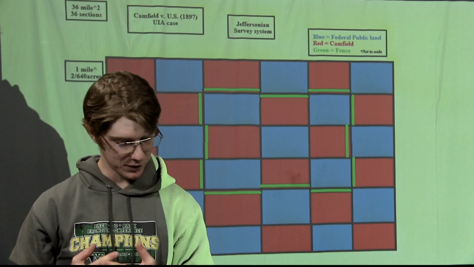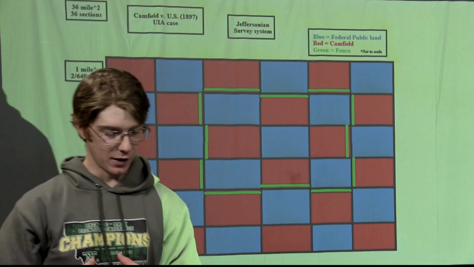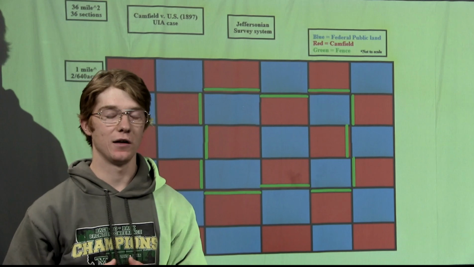I think that's pretty much what it covers. And so what are the benefits of using a categorical exclusion?